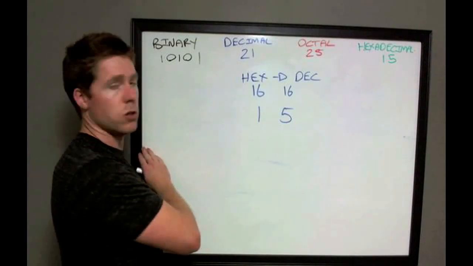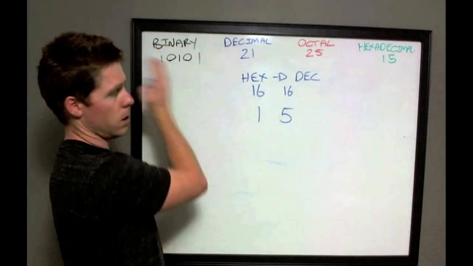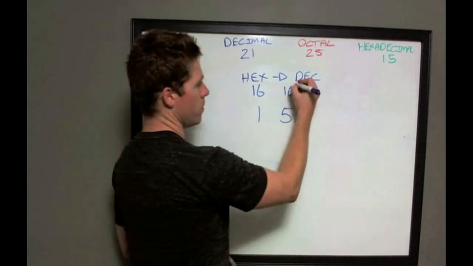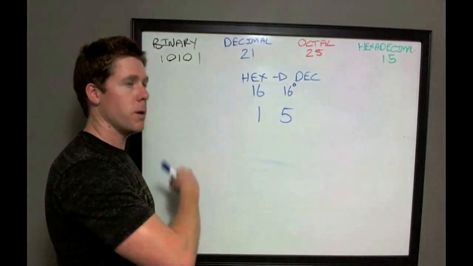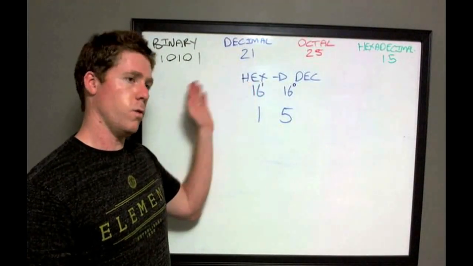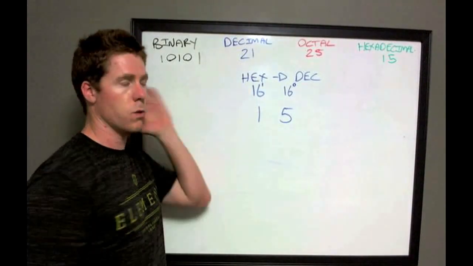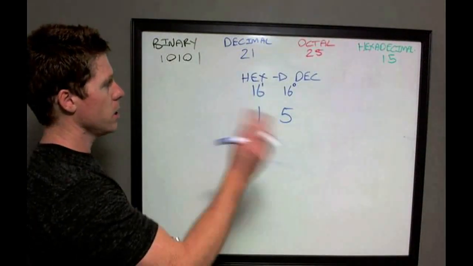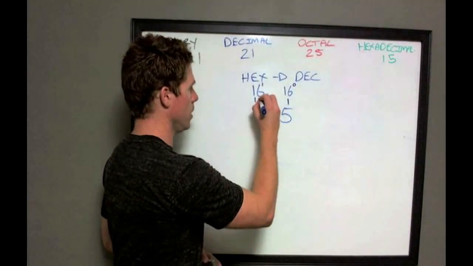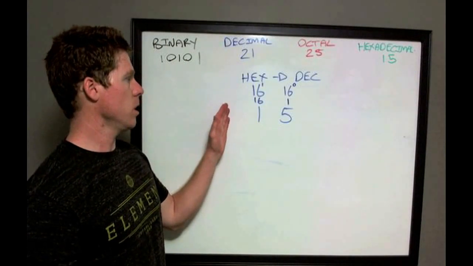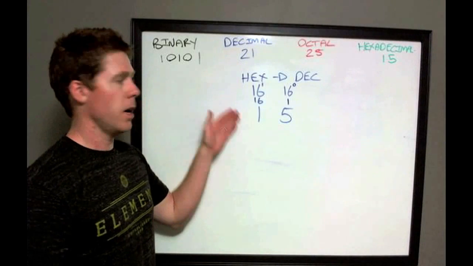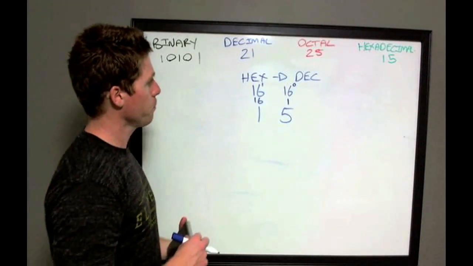So if there were 10 digits, we'd have 16, 16, 16, 16 above every single digit. We start from the right, raise it to the power of 0, and we go across just incrementing by 1. If we had a third digit, it would be 16 to the power of 2. Then a fourth would be 16 to the power of 3, and so forth. 16 to the power of 0 is simply 1. 16 to the power of 1 is 16. If we had a third digit, it would be 16 to the power of 2, which would be 256, and we just keep going up and up from there.